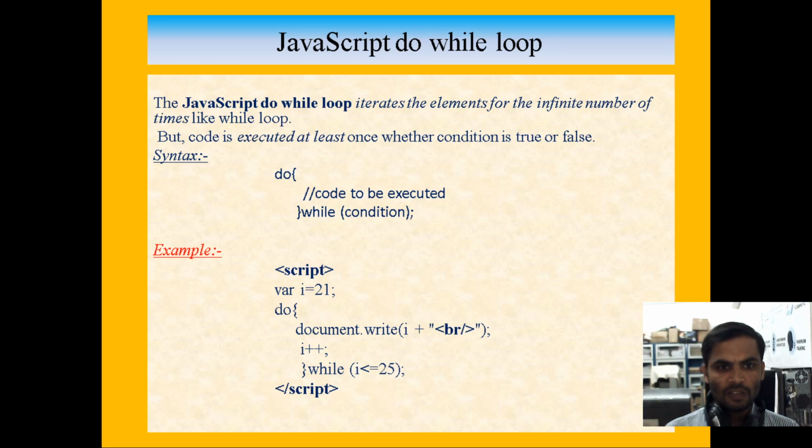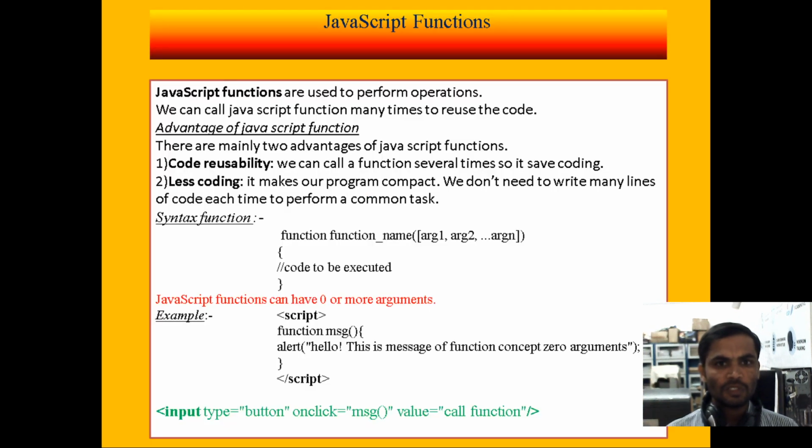Next we are going for functions under JavaScript. A function is used if you want to perform some action or operation. The main usage of functions has two advantages: code reusability, since we can call the function several times. Suppose you define a function, the same function we can use multiple times. That is why we call it code reusability. Less coding will be there.